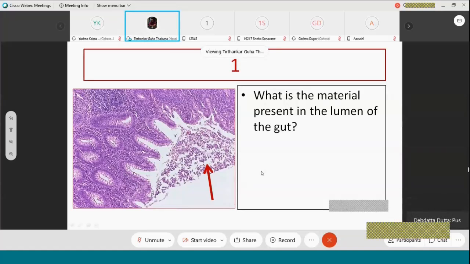So, exudate formation is the hallmark of which pathological process? Acute inflammation. In chronic inflammation, we do not get exudation. So, exudation is the hallmark of the acute inflammatory process. So, the presence of exudate in an organ under the microscope indicates that the organ might be suffering from acute inflammation.